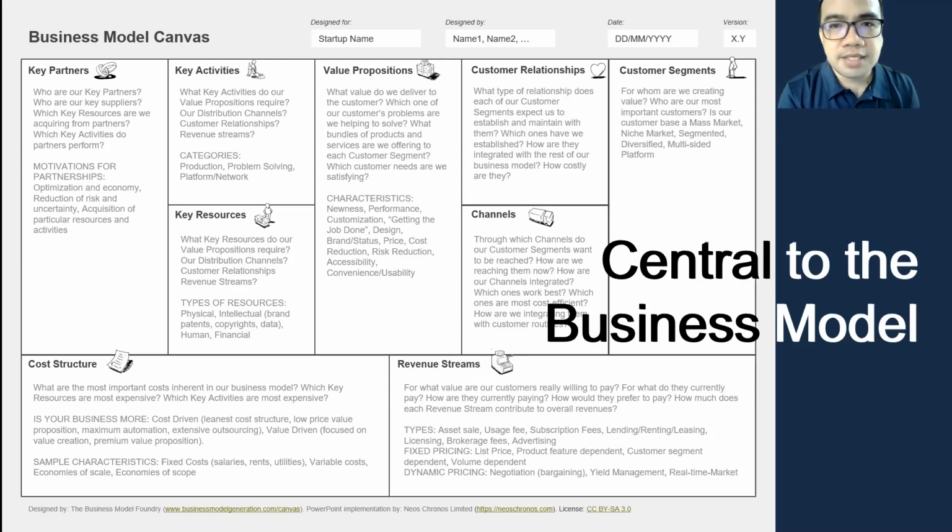All right, so what's next? Customer relationships. Now I think we talk about this. What type of relationship does each of our customer segments expect us to establish and maintain with them? Which ones have we established? How are they integrated with the rest of our business model? And how costly are they? And so, how do we maintain customer relationships?